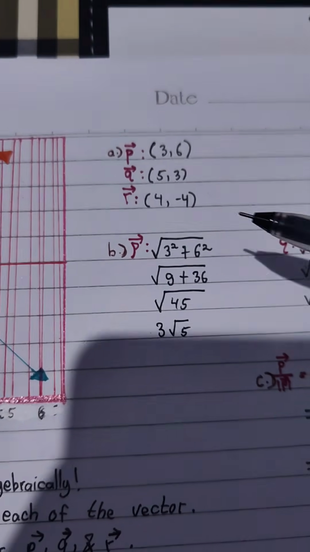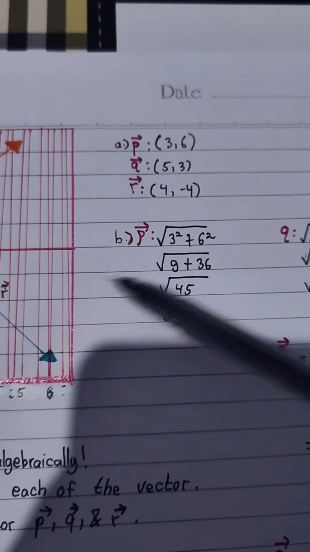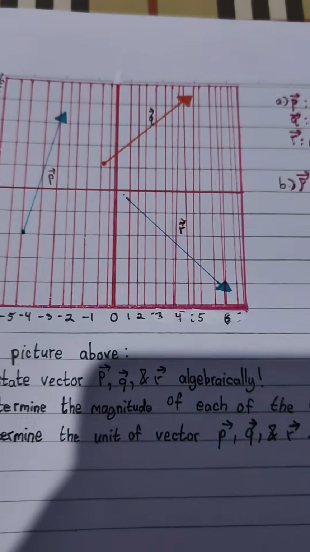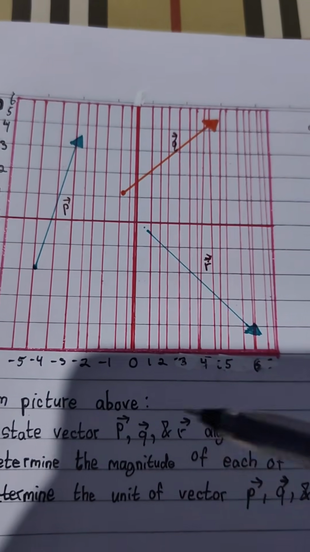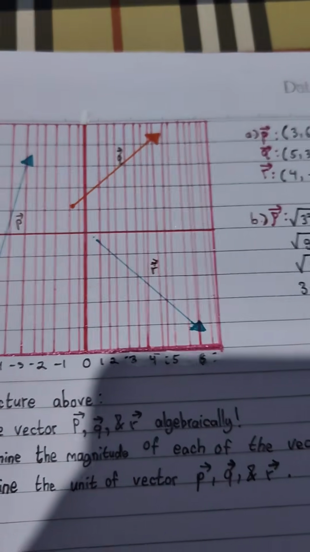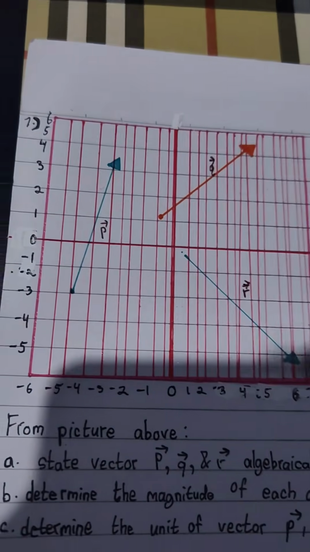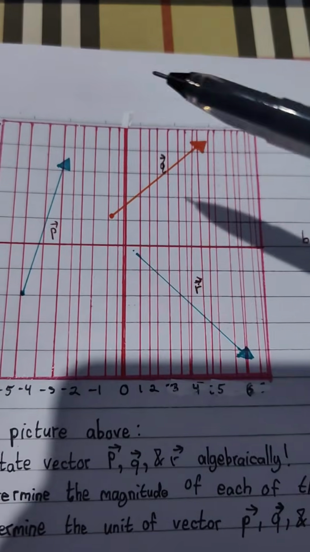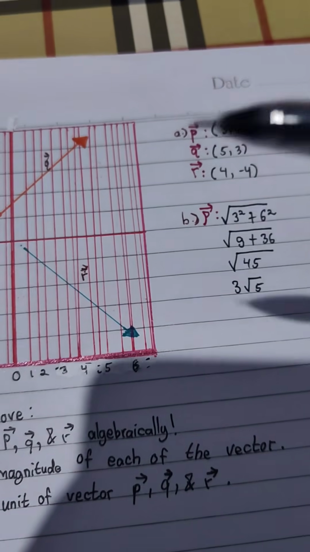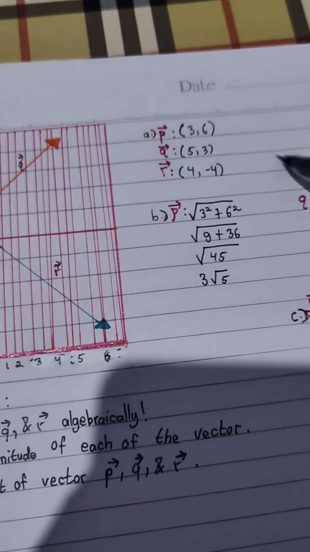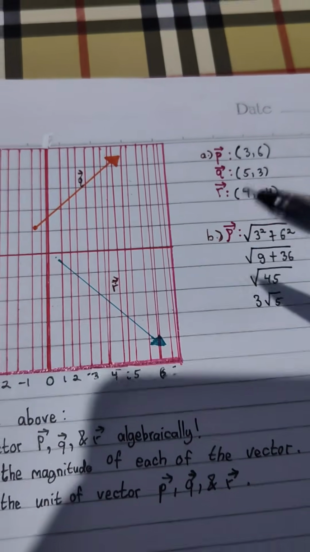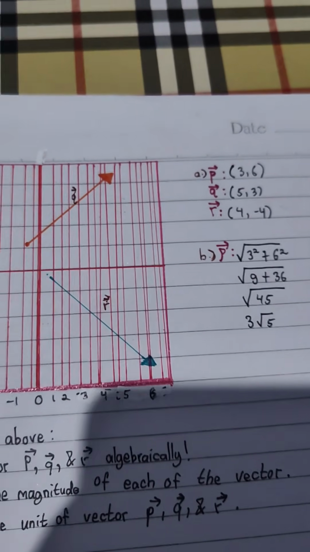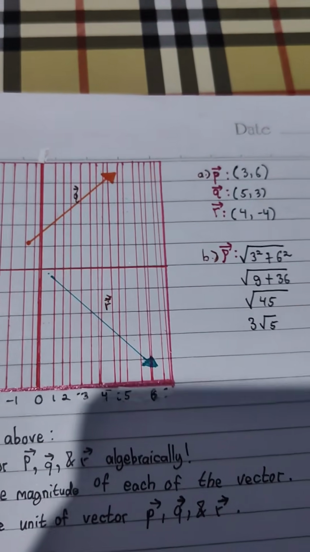So here is the answer for number 1a. And how do I get this answer? Simply just look at where the factor starts and where the factor ends. For example, like the P, it starts from 3 and ends to 6. Same as Q, it starts from 5 and ends to 3. And for R, it starts from 4 and ends until -4.